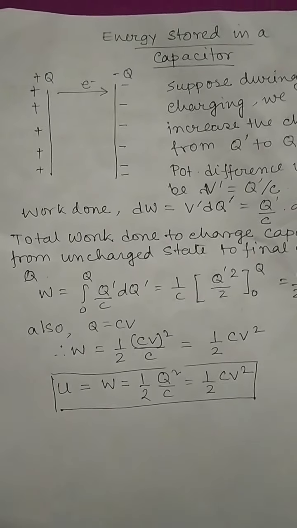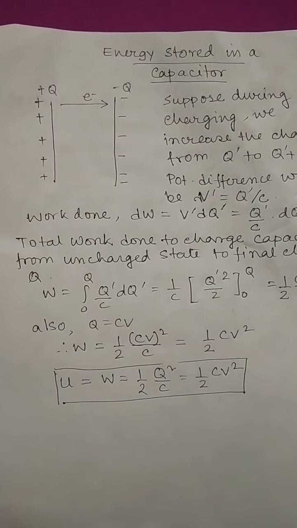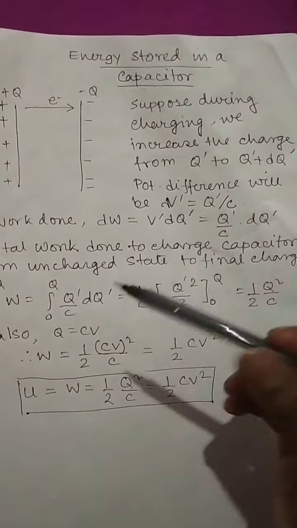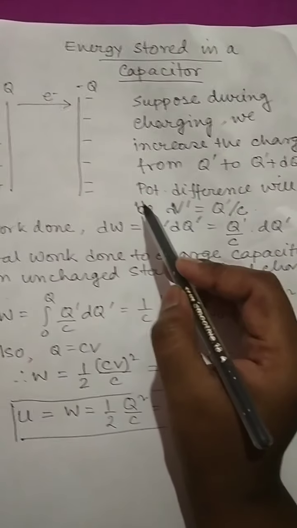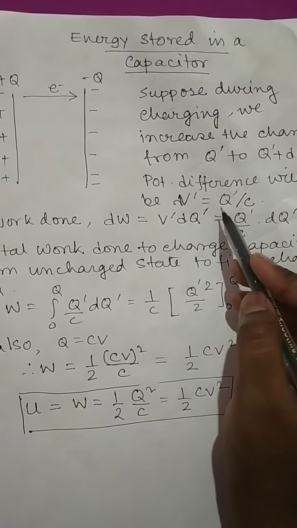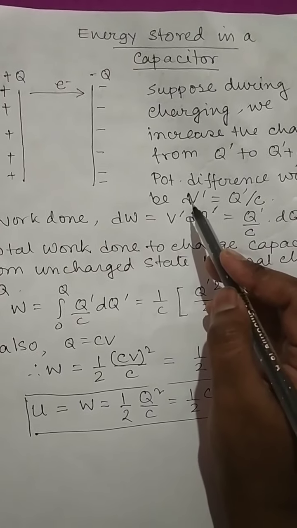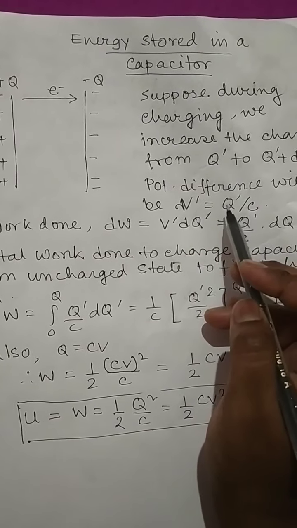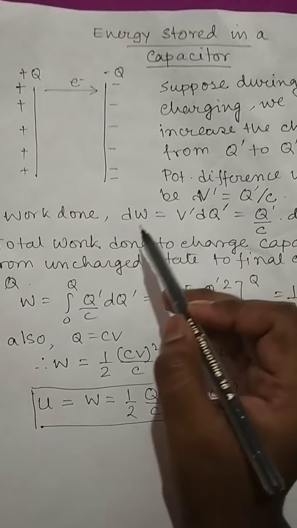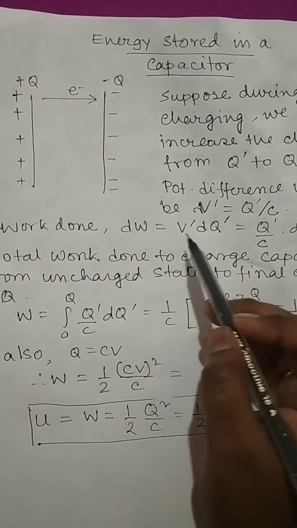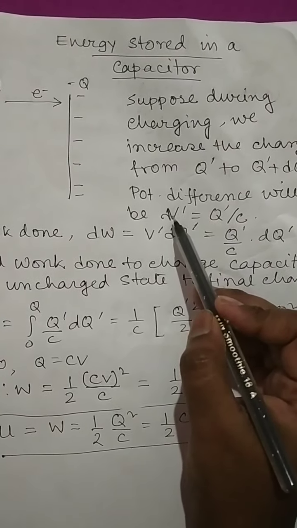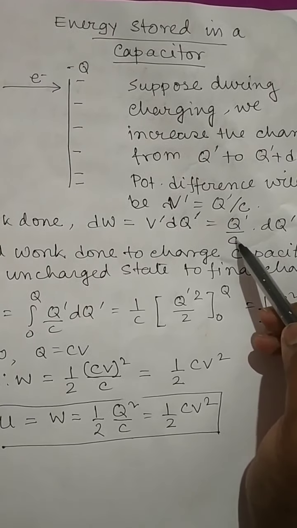Suppose during charging we increase the charge from Q' to Q' plus dq. Due to this, there will be a potential difference V' equal to Q'/C. We have already seen the formula for charge, that is Q equals CV, so we are applying that formula. The work done in charging up to this potential will be dW equals V' into dq. Substituting the value of potential, V' is Q'/C, so dW equals Q'/C into dq'.